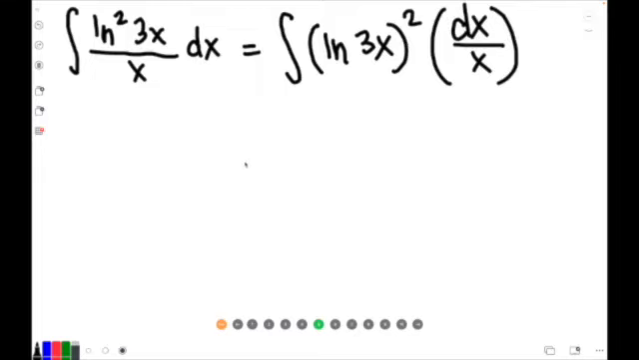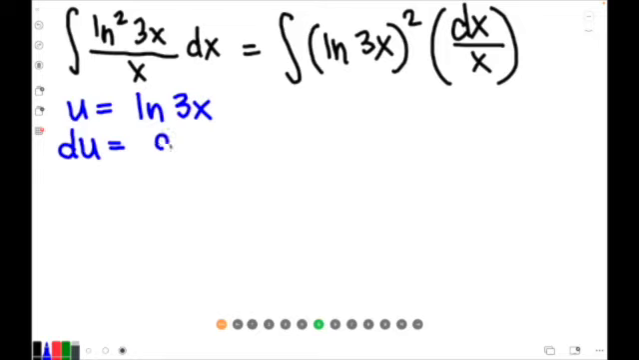Okay, so for this one, we can safely assign u to be equal to ln 3x, and the derivative of ln 3x will just be equal to, so ln 3x, that would be du over u is 3x, and the derivative of u is 3, so the 3 cancels out, so we are left with dx over x.